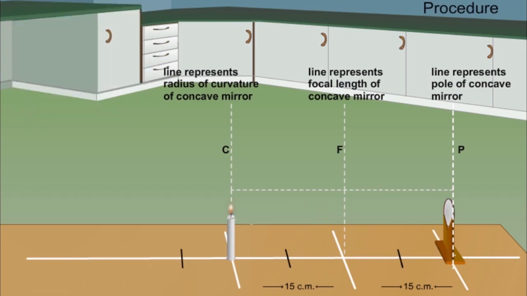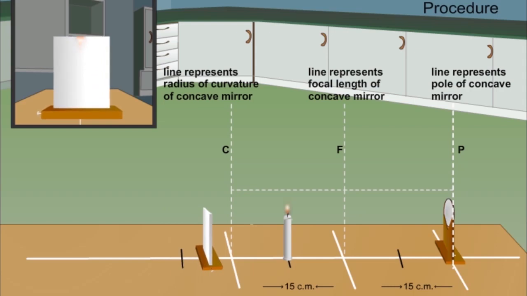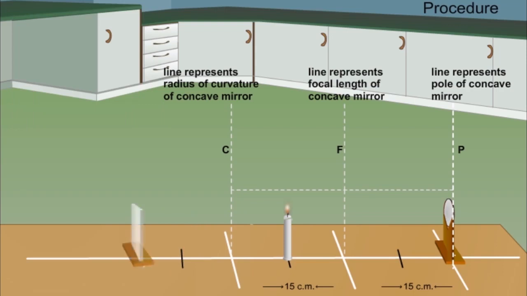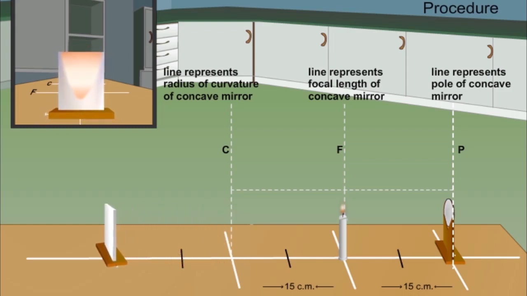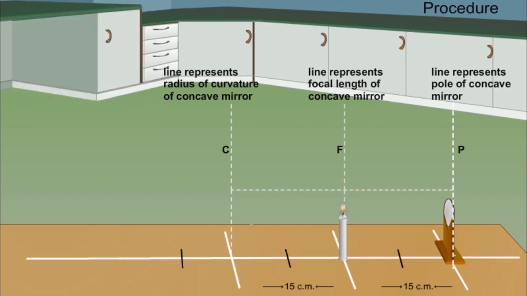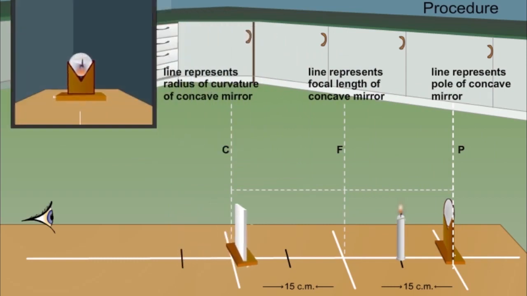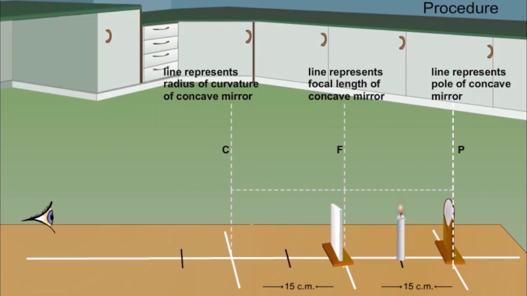The next position will be position 4, in between the center of curvature, that is C, and the principal focus. Now try to take the image on the screen and note down all the observations. Then place the candle on position number 5, that is on the principal focus. Again try to get a sharp image on the screen and note down the observations. Then at position number 6, that is in between the principal focus and the pole P, you will find that you are not getting any image.